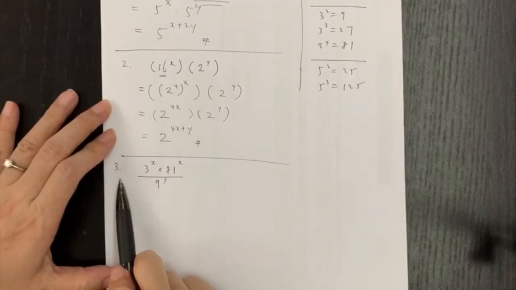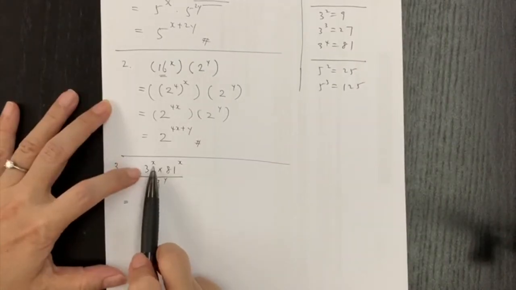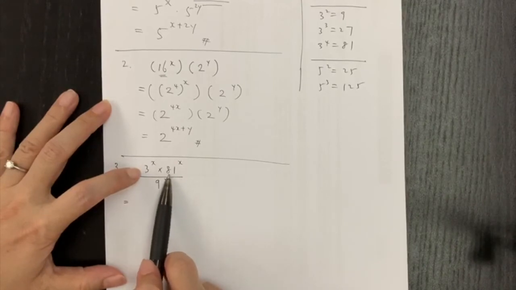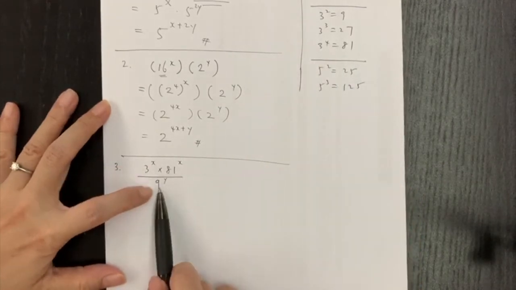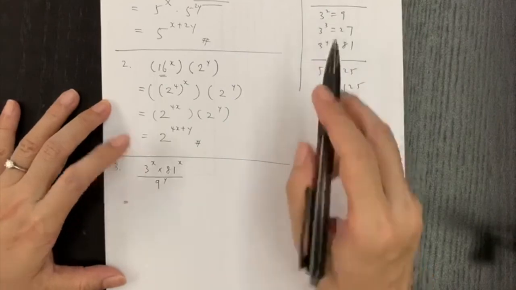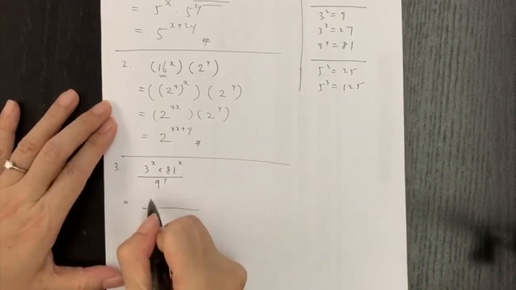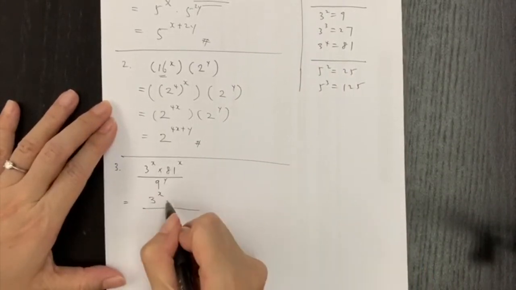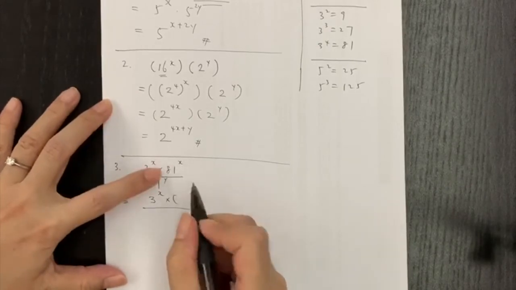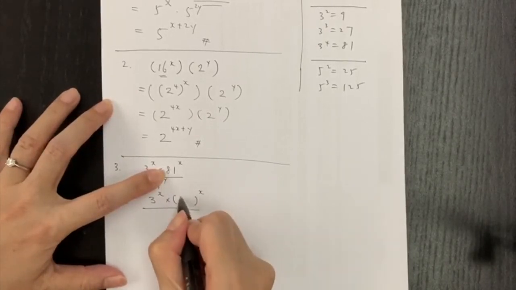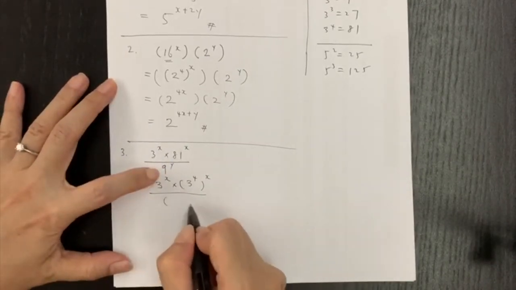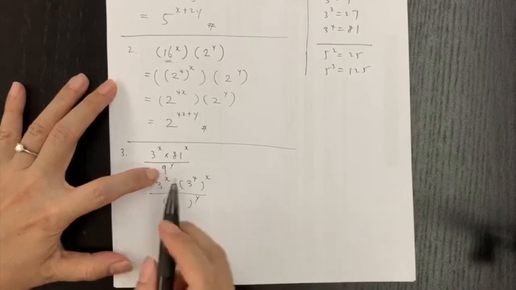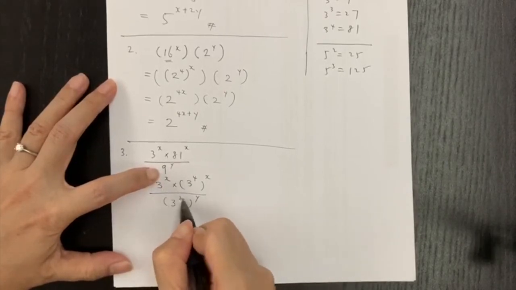Okay, now we come to the third example. So 3 to the power x, and this is 81. So we are going to change this to a factor of 3. What is 81? 81 is 3 to the power 4, and then 9 is 3 squared. So I will have 3 to the power x and then times, now I'm going to change 81 to 3 to the power 4, like that. What about here at the bottom? This is 9. 9 is the same as 3 squared, right?